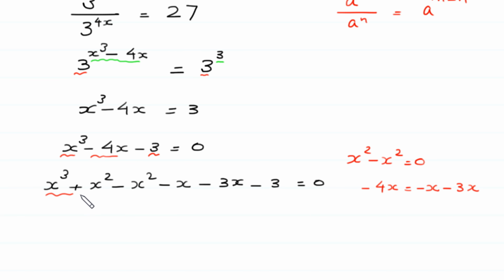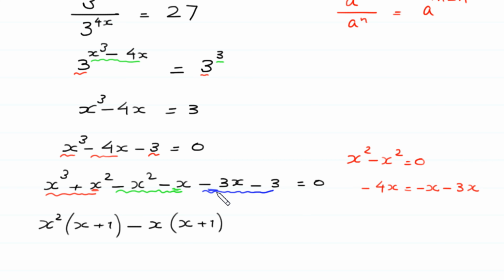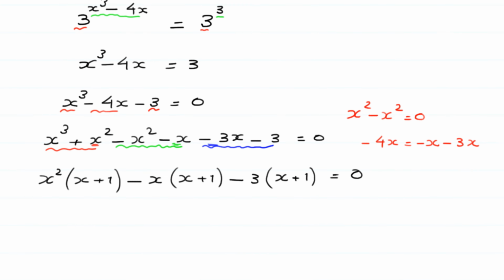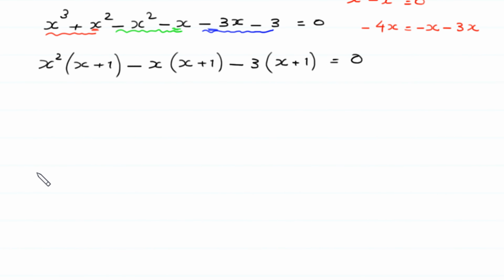Now from these two terms, x cubed plus x squared, we can factor out x squared as a common factor, and in bracket left x plus 1. And from these two terms, negative x squared minus x, we can factor out negative x as a common factor, and in bracket left x plus 1. And from these two terms, negative 3x minus 3, we can factor out negative 3 as a common factor, and in bracket left x plus 1 is equal to 0. Now as you can see, this expression x plus 1 is a common factor. So we factor out this x plus 1.